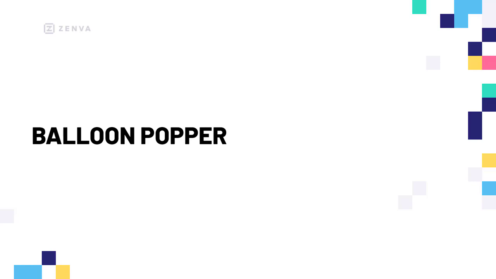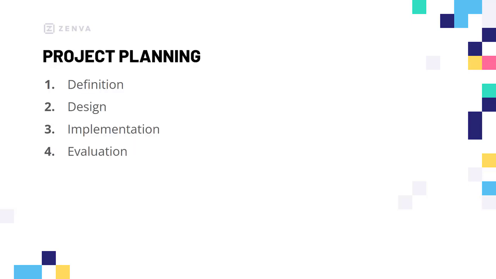Hey everyone and welcome. In this lesson, we are going to start on creating our balloon popper project with Python Turtle. So first things first, we are going to be going through four steps of our project development. We're going to start with defining the criteria for our project. We are then going to design it. We are then going to implement it. And finally, we are going to evaluate what we have created and see how that matches with the criteria.